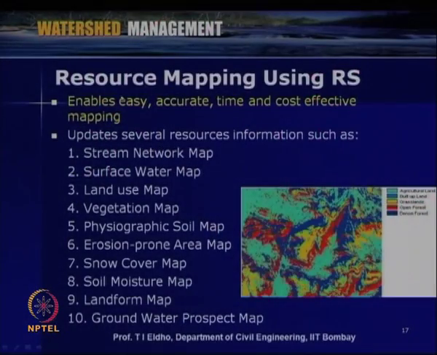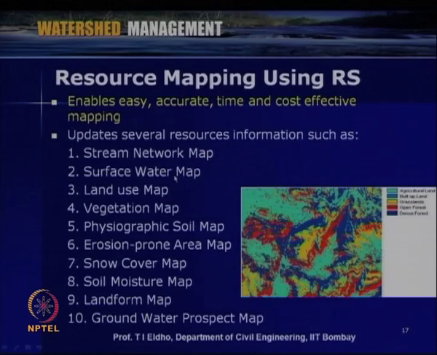So get a synoptic view for that particular area in a total view, if we can get land use, land cover or soil related issues or the vegetation, then that will be very useful for watershed development management plans. So that way, using remote sensing, the remote sensing enables easy, accurate, time and cost effective mapping as far as the watershed is concerned.